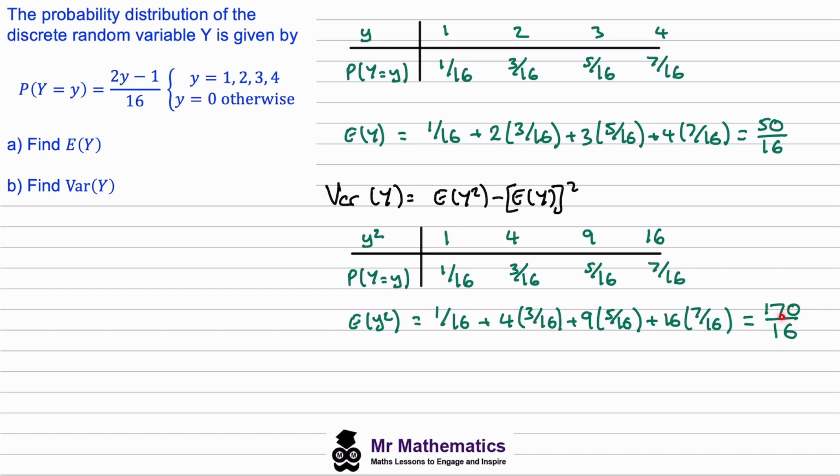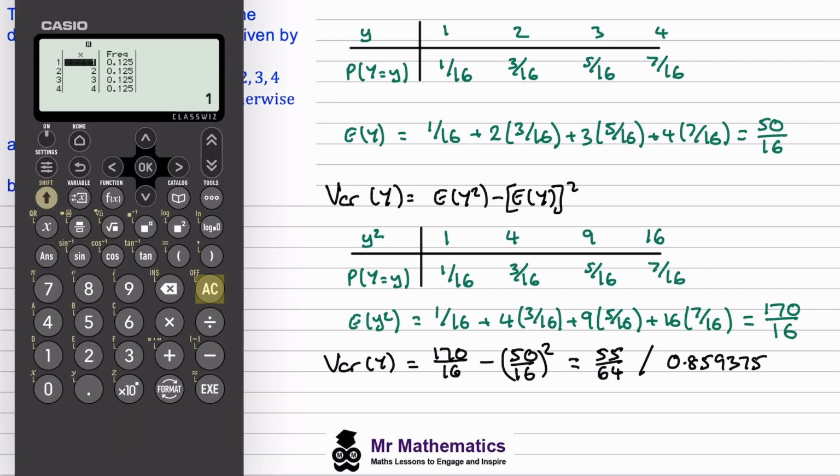So now we can substitute each of these into our equation. So the variance of y will be 170/16 minus the 50/16 squared. We can work this out and we get 55/64 or 0.859375. Okay? Again, I'll check this on a calculator.